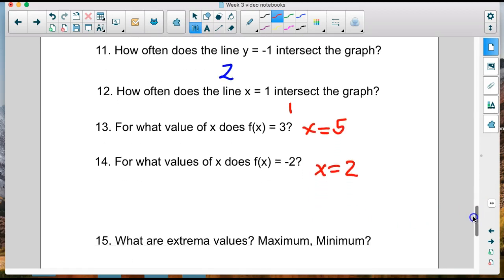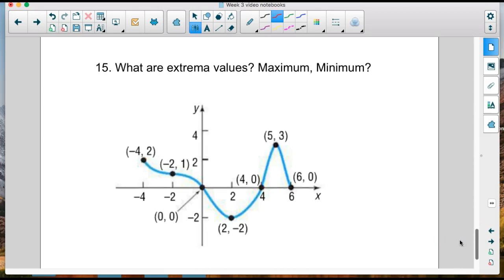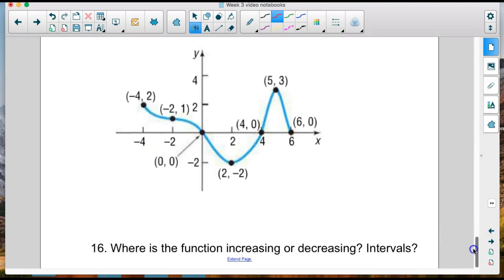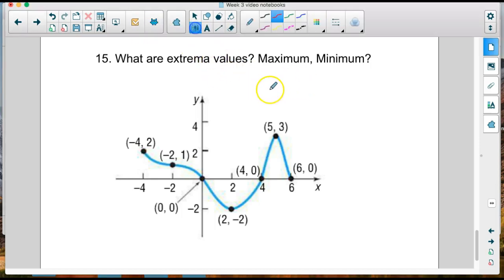All right, now our final two questions are going to be asking about maximum and minimum values, extrema values, and increasing and decreasing intervals. There are two types of maximum and minimum values. There's the local value, or the relative value, or there's the absolute maximum and minimum values. So in this graph we're going to be looking for both types, local or absolute. Local has another term which is relative. They can use the word relative as well as local.